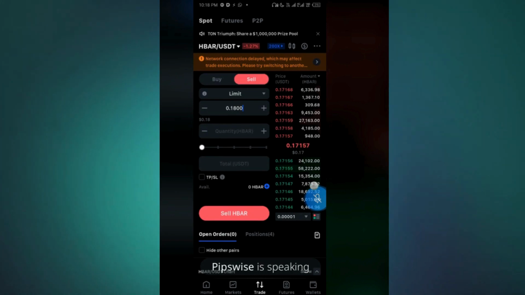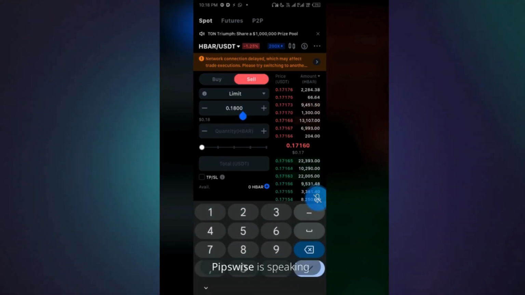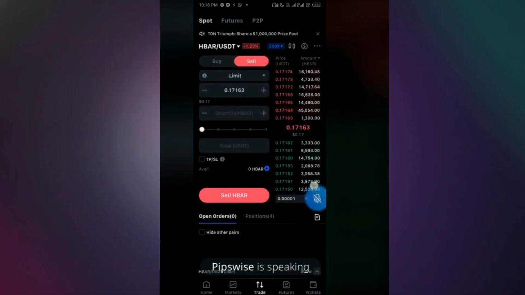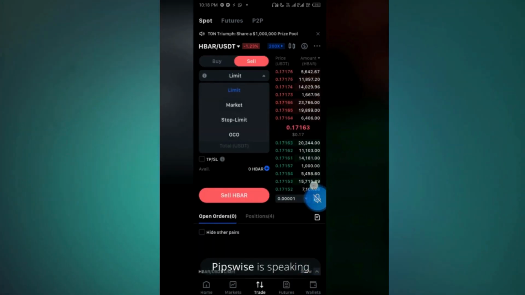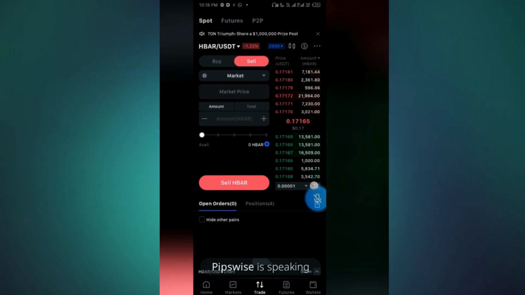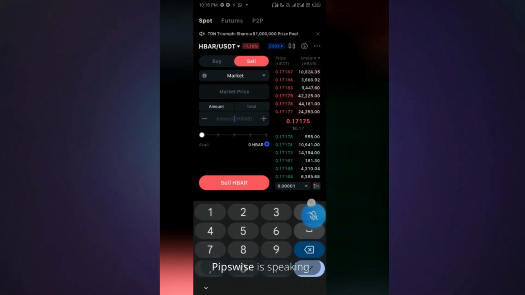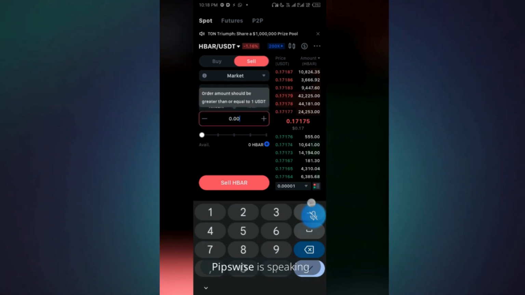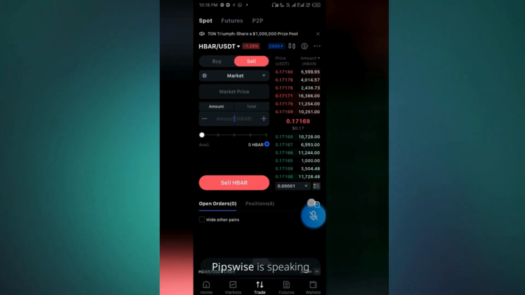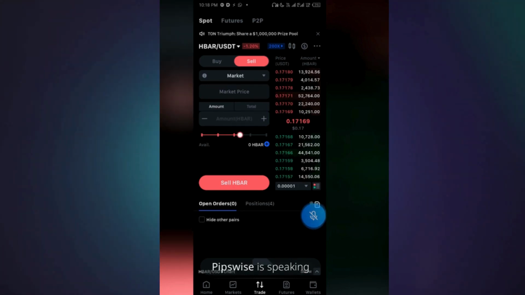So you have to input the price. But by the time you click on market price, you don't have any price to put, because you are actually entering the market at the current market price right now. So you have to put your amount, you put your total, and you have your available balance right now. You don't have any HBAR, that's why it's showing the available balance below. And you can set that order by percentage, or you can use amount also.